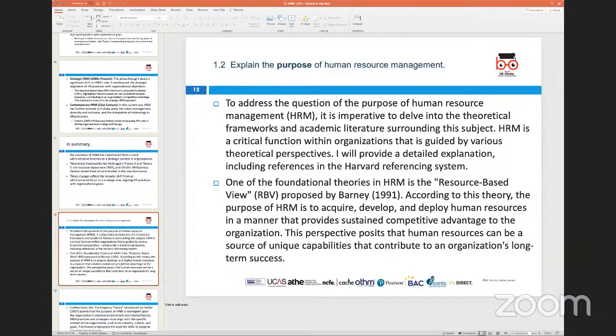So the first one that we will look at would be the resource-based view. And this resource-based view that we talk about is a strategic framework which was introduced by Barney in 1991. Now, this framework talks about the purpose of HRM and how it helps in acquiring, developing, and deploying human resources for the organization, but not in general, but to gain a competitive edge as far as the human resources are concerned.